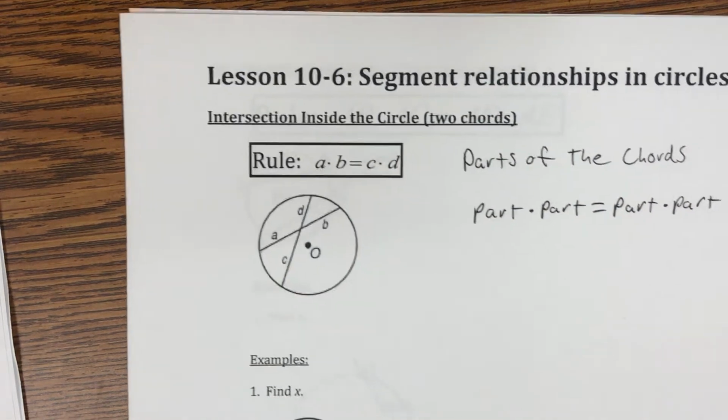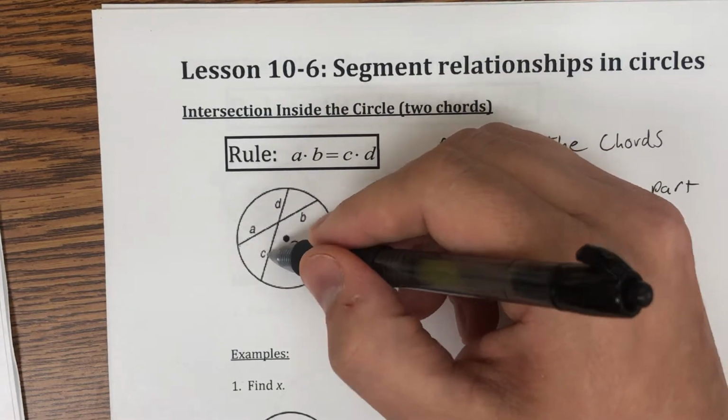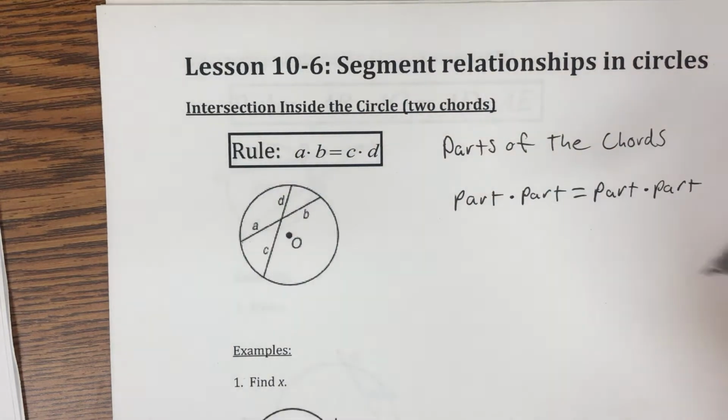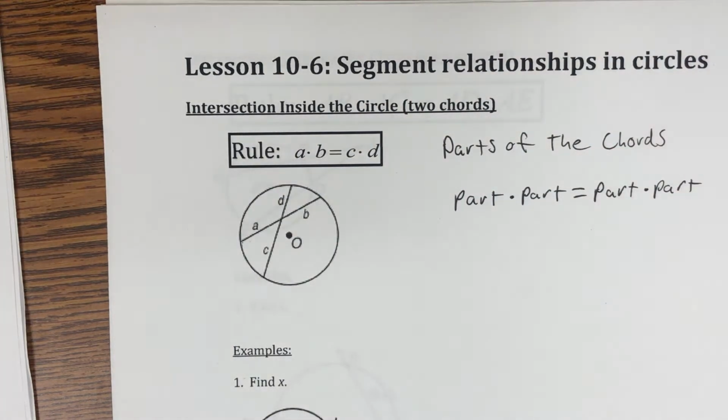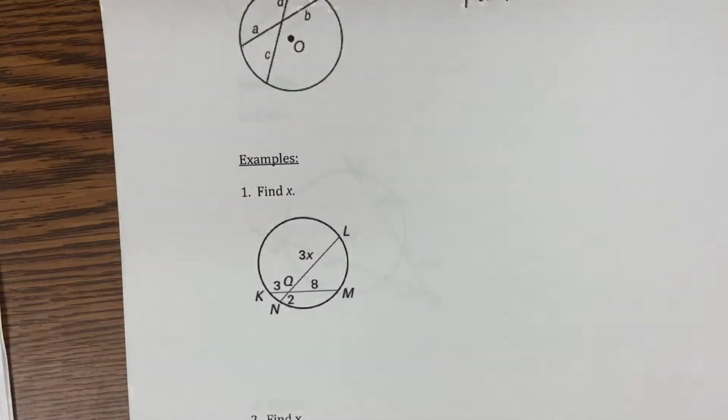So we have to look at each separate chord. Our first one's going up and down, so we take C times D, and the other one is A times B. Those products are equal to one another. All right, so that's how we set up our formulas. So looking at our first example for the parts of the chord.